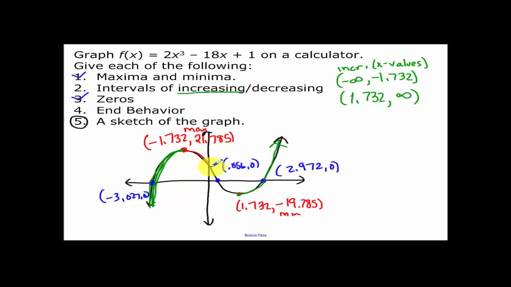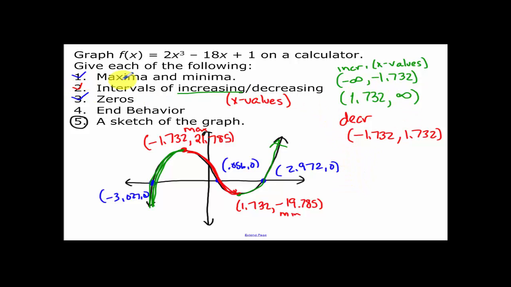Decreasing. I'm decreasing when I'm going downhill or going down a slide, going down a roller coaster. I think about it like that. We are decreasing from -1.732 to 1.732. And again, when you're giving me the intervals of increasing and decreasing, you're just giving me the x values in interval notation. You are not giving me the points. These are not points. These are intervals.